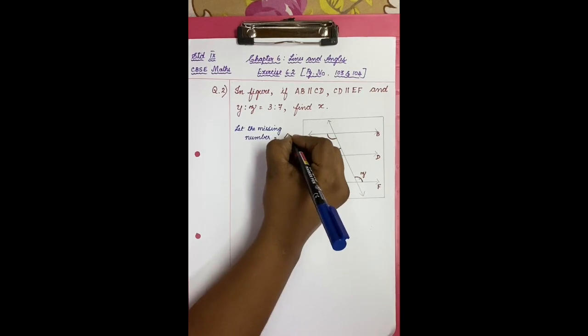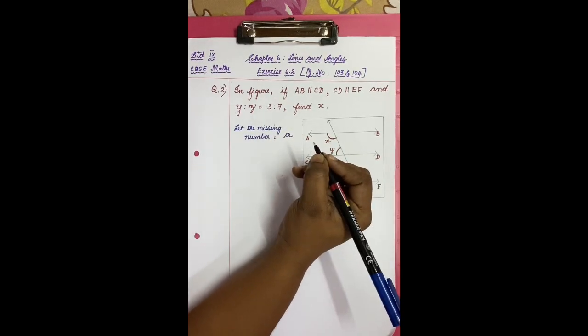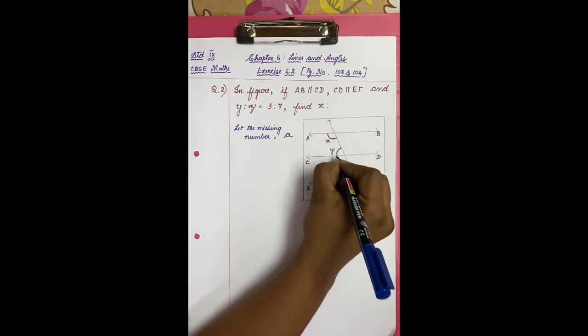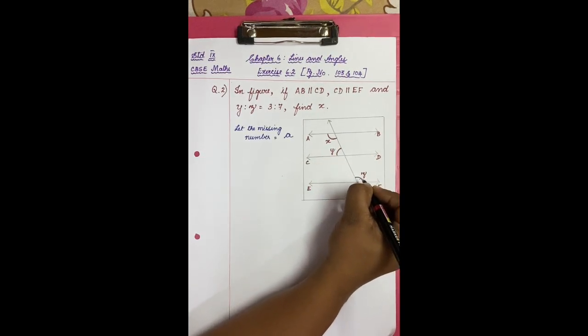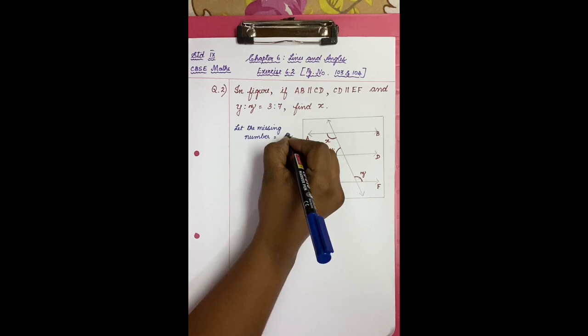So we will call this a. It is some variable we can choose. We need not use x, y, z. Other than that, you can use any other alphabet. So I am using the alphabet a here.